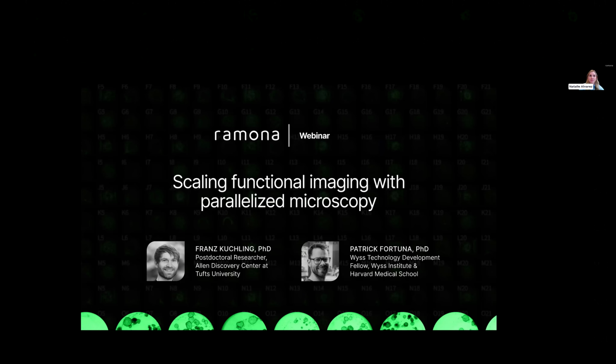Dr. Kuchling's research integrates biophysical, computational, and experimental approaches to understand pattern formation, adaptation, and morphogenesis in biological systems. He utilizes advanced imaging techniques and mathematical modeling to uncover the physical and informational principles underlying development and disease. Welcome, Dr. Kuchling. Looking forward to hearing from you.